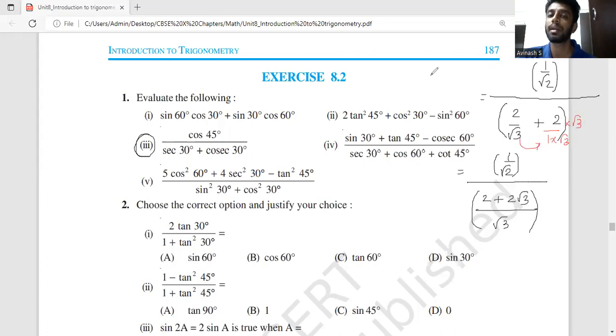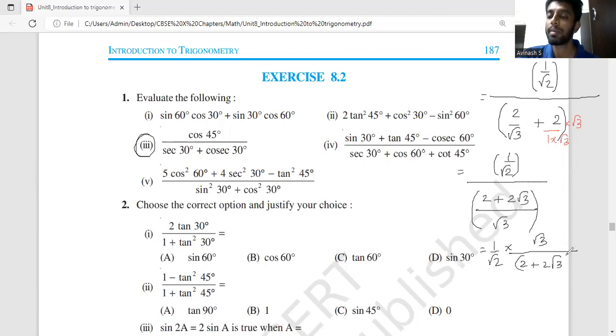This root 3 should be multiplied here. That is how we take LCM here. So divided by 1 into root 3 in the numerator also. Now numerator becomes 2 plus 2 root 3, 2 into root 3 is 2 root 3, whole divided by root 3. That is the whole point of taking LCM. Now what we have is 1 by root 2, and this can be taken to the numerator and reversed. It becomes ulta. So you get root 3 divided by 2 plus 2 root 3 within bracket.